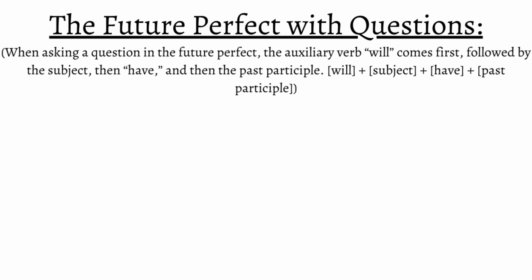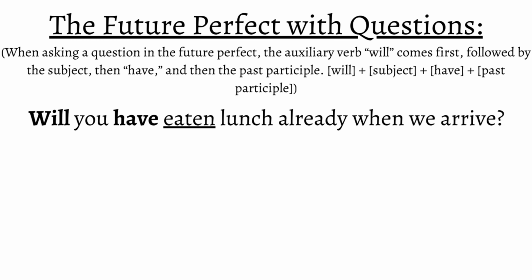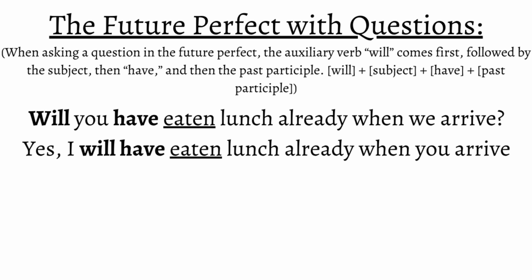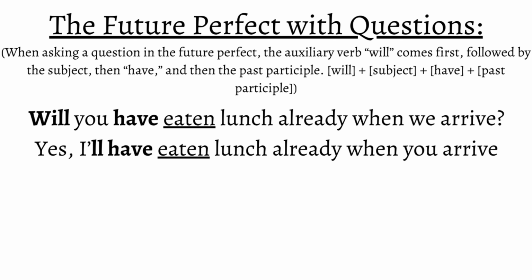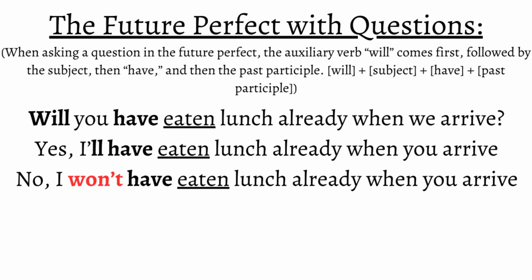When asking a question in the future perfect, the auxiliary verb will comes first, followed by the subject, then have, and then the past participle. Will plus a subject plus have plus a past participle. An example of that is, will you have eaten lunch already when we arrive? The response can be affirmative with a subject contraction or negative with a negative contraction.